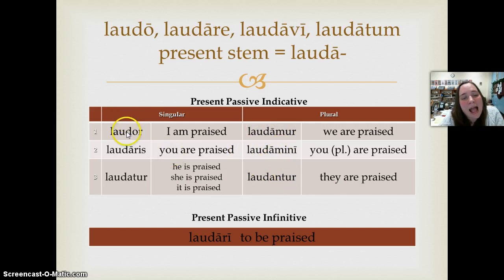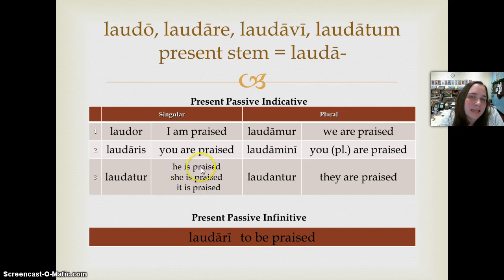And again, if this were active, laudo, it would be "I praise," but it's passive, laudor, so "I am praised." Active laudas, "you praise." Passive laudaris, "you are praised." Present active laudat, "he praises, she praises, it praises."